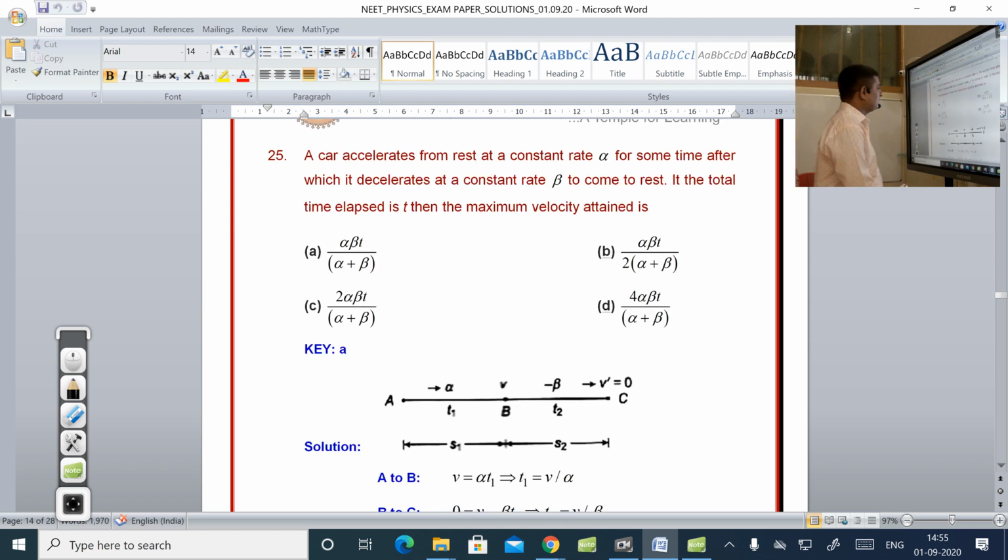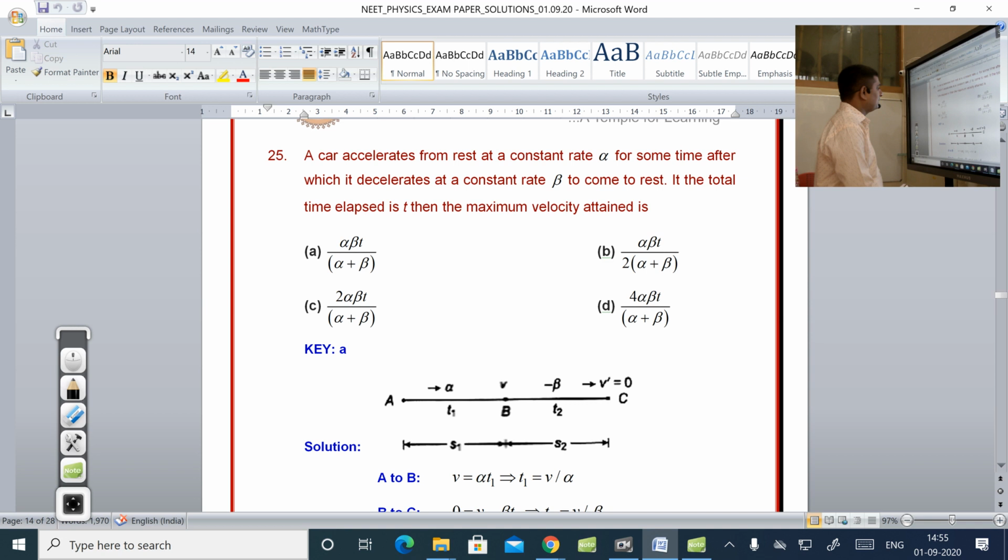If the total time elapsed is t, what is the maximum velocity? The maximum velocity will be at B only, correct or not, students? Because until B it is accelerating, and from B it is decelerating. So just apply the relevant equations. From A to B, we can apply v equal to u plus at. u is 0, a is alpha. Let's say the time taken from A to B is t1. So t1 equals v by alpha.